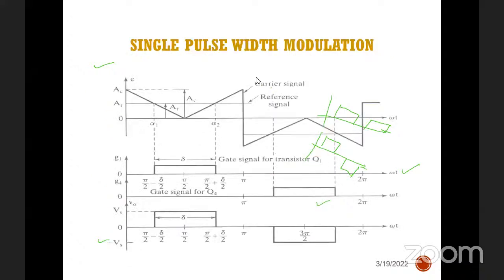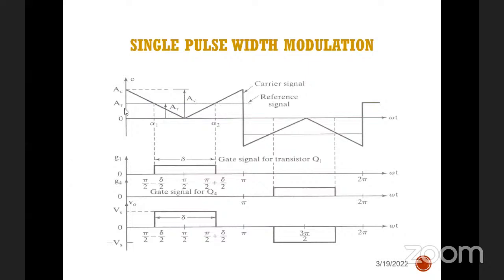Now let us see single pulse width modulation. Here there is a carrier signal, and we have a reference signal. This is also a carrier signal and this is the reference signal. We use this during the positive half cycle and this during the negative half cycle. The carrier signal starts from its maximum, comes to zero in the middle of the time period, and then increases, similarly reaching its maximum in the negative direction. We compare that with the reference signal.